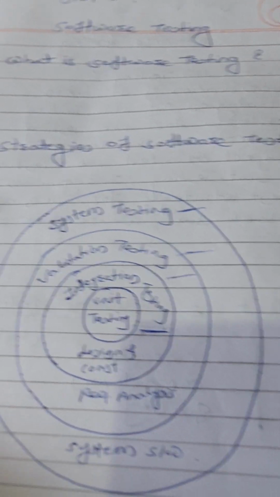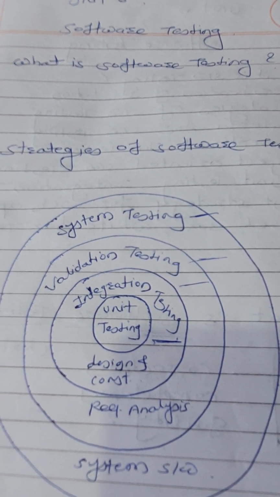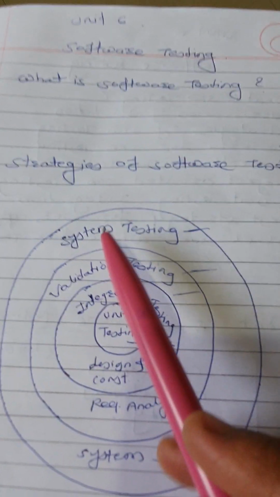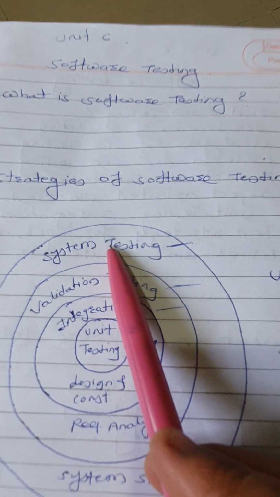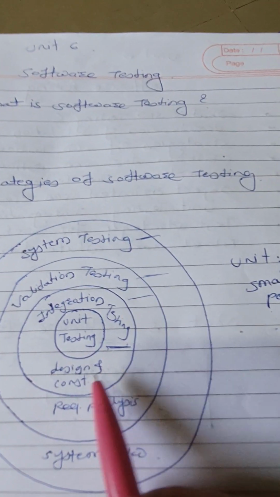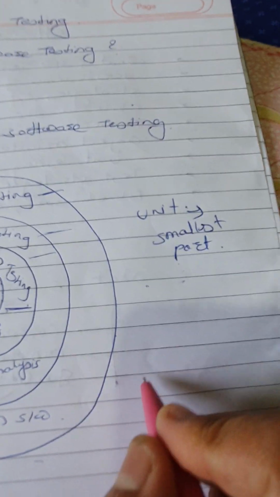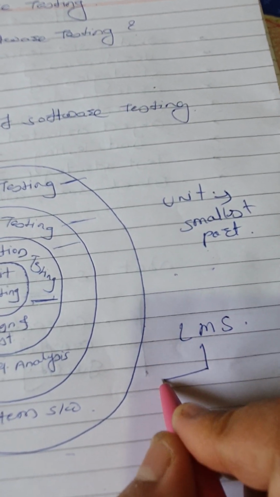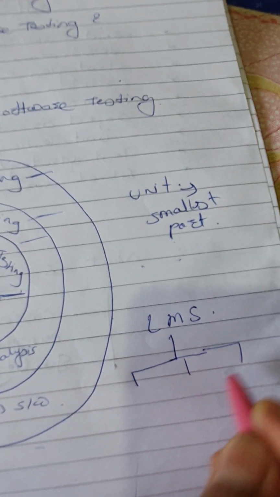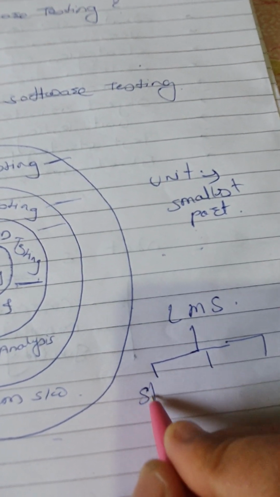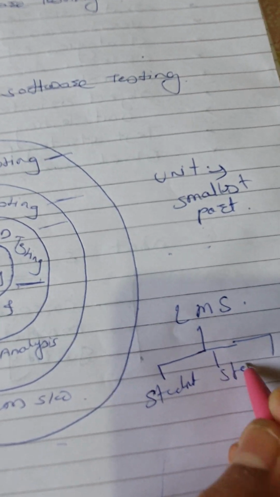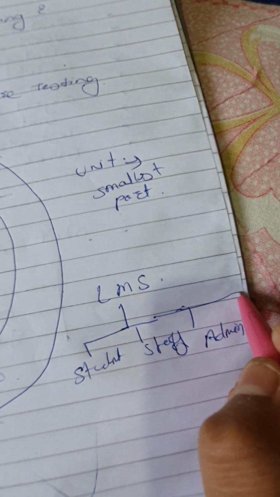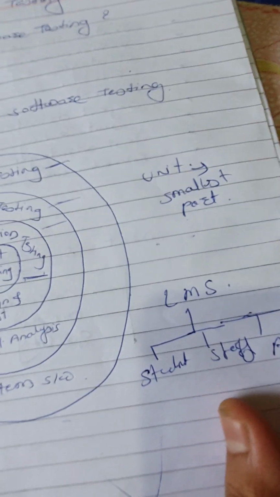And now last one is system testing. System testing means overall testing. Complete and integrated software is tested in system testing. In short, suppose your system is a library management system. This system is broken down into modules. Suppose first module is student, second module is staff, third module is admin, and fourth module is librarian. Consider these are the modules.